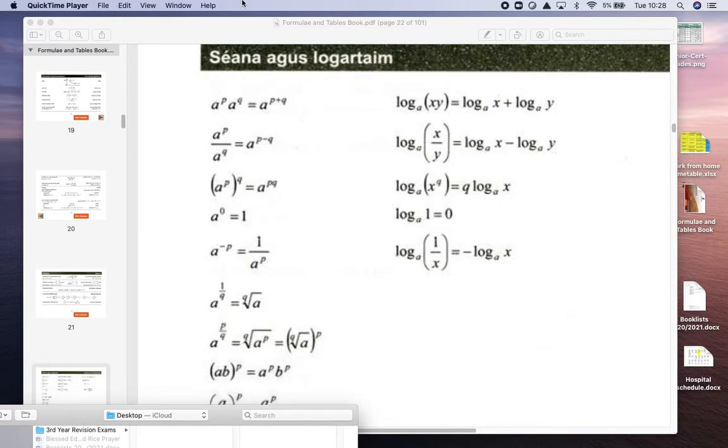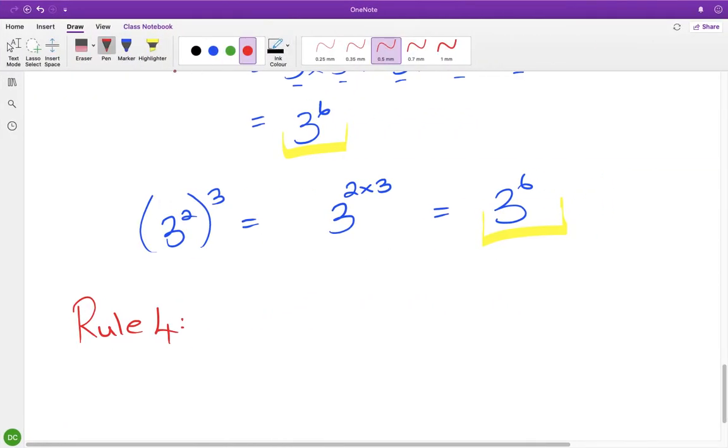Okay, so we have done rule 1, which was multiplying the indices, and the quick way is to add the powers. We've done dividing them, and the quick way is to subtract the powers. We've done a power raised to a power, and the quick way is to multiply the powers. So moving on to rule number 4, a to the power of 0 equals 1.